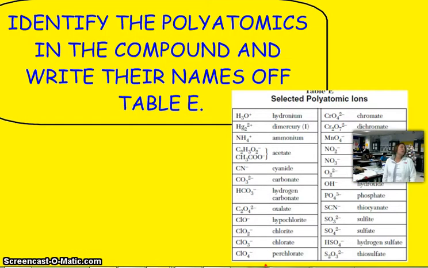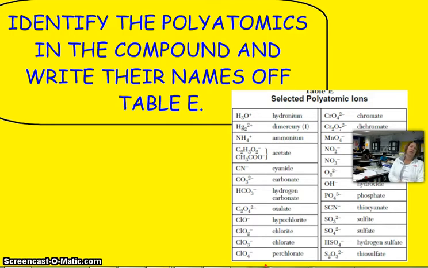And so what you want to do when you see 3 is go to table E first and identify your polyatomics and write down its name. And then what you do depends on who your polyatomic is with. And there's really 3 situations.